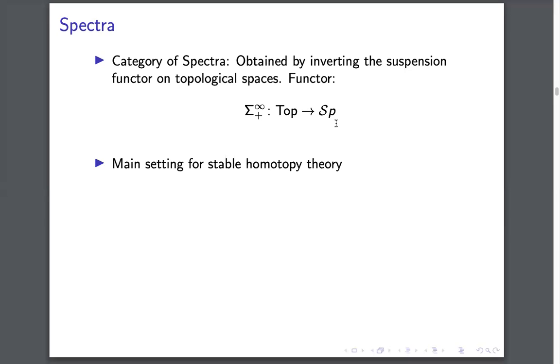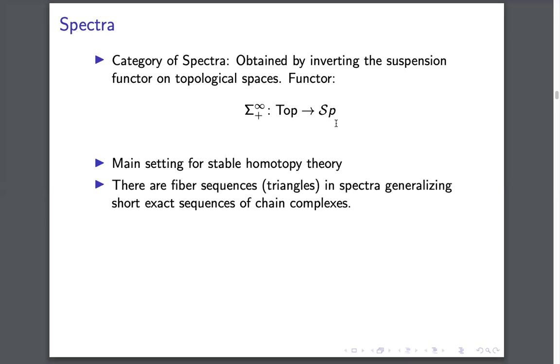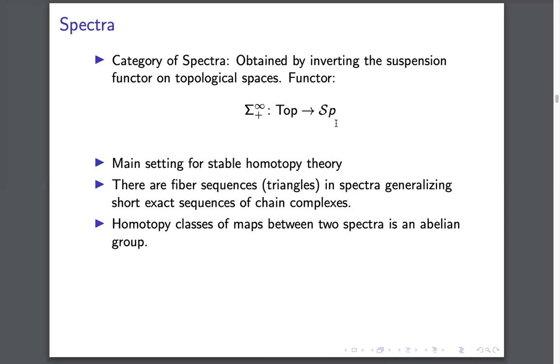So I was just saying that spectra gets you closer to algebra from topological spaces. For instance, there is this notion of fiber sequences in spectra, which generalize the notion of short exact sequences of, for example, chain complexes or modules. In particular, it makes the homotopy category of spectra a triangulated category. So somehow, in a categorical sense, you're getting closer to algebra by going from topological spaces to spectra.